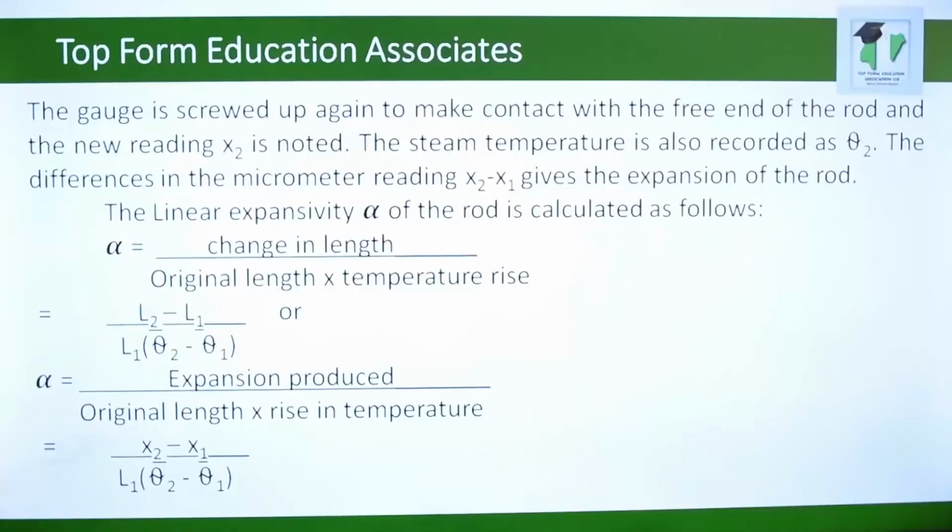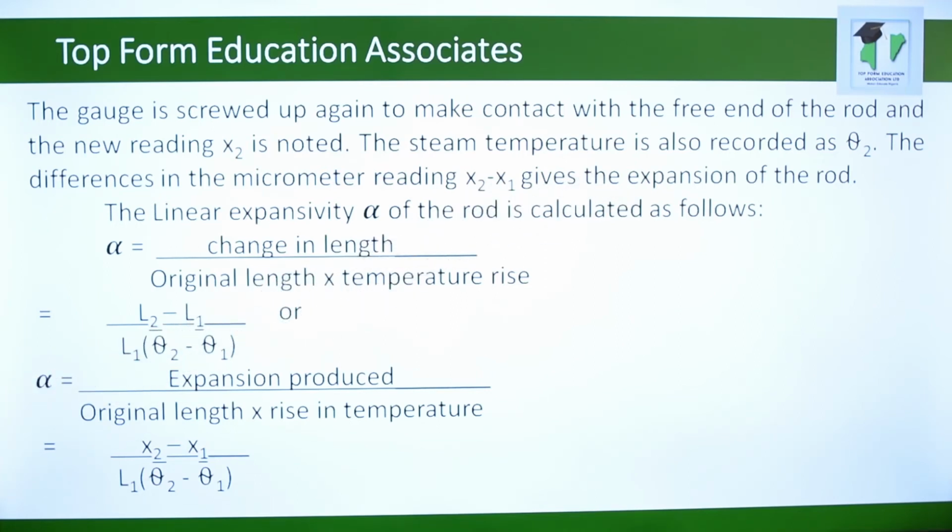Now the gauge is screwed up again to make contact with the free end of the rod, and the new reading X2 is noted. As heat is passed through, the free end of the rod will expand, and the reading is taken as X2. Now the steam temperature is also recorded as theta 2. Remember we have already measured the initial temperature of the rod as theta 1. The difference in the micrometer readings, X2 minus X1, gives the expansion of the rod.